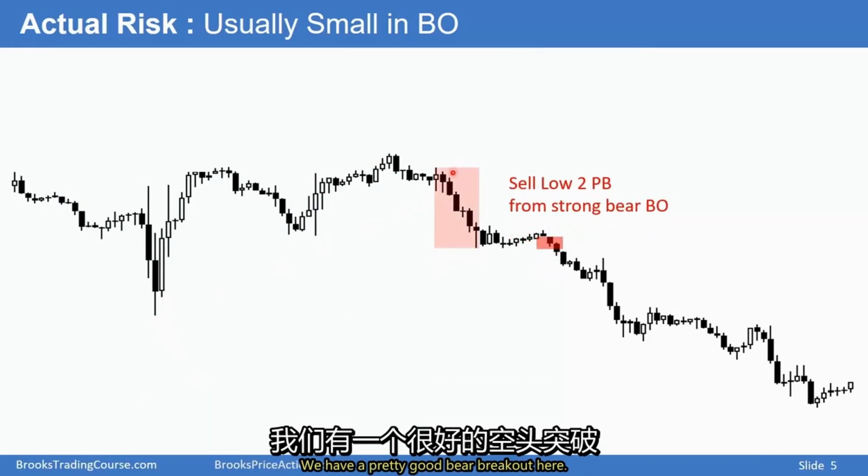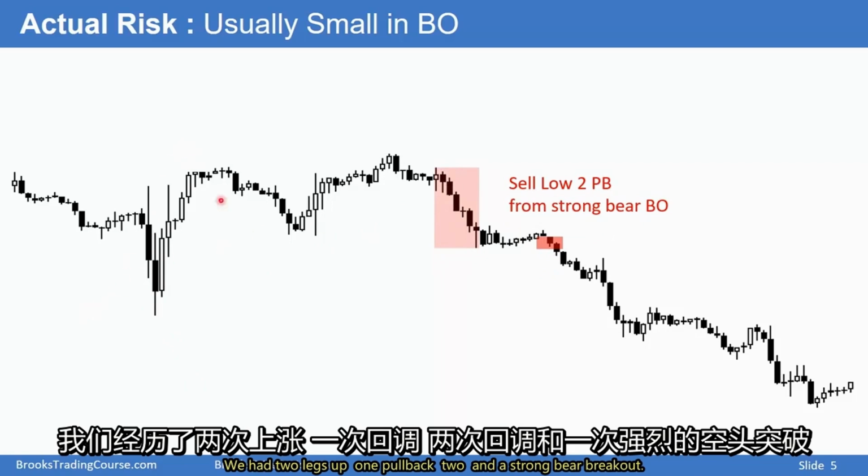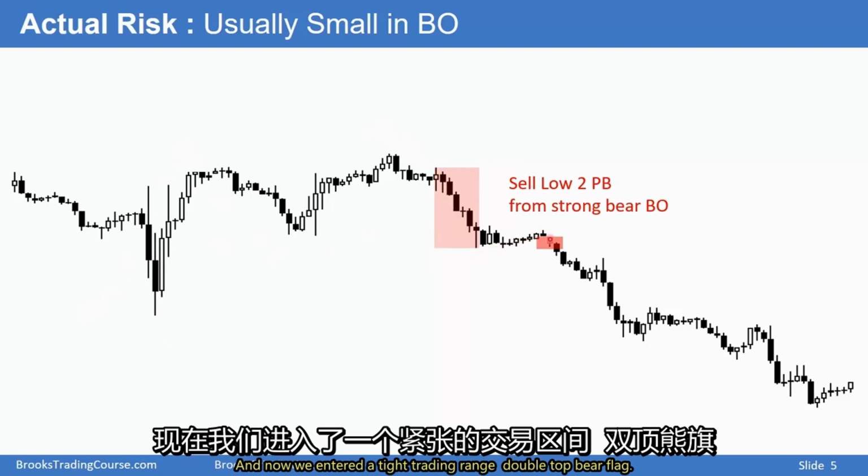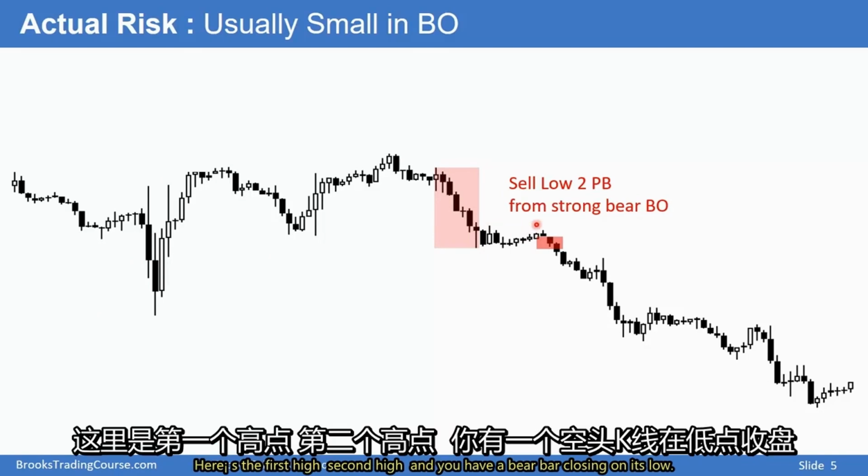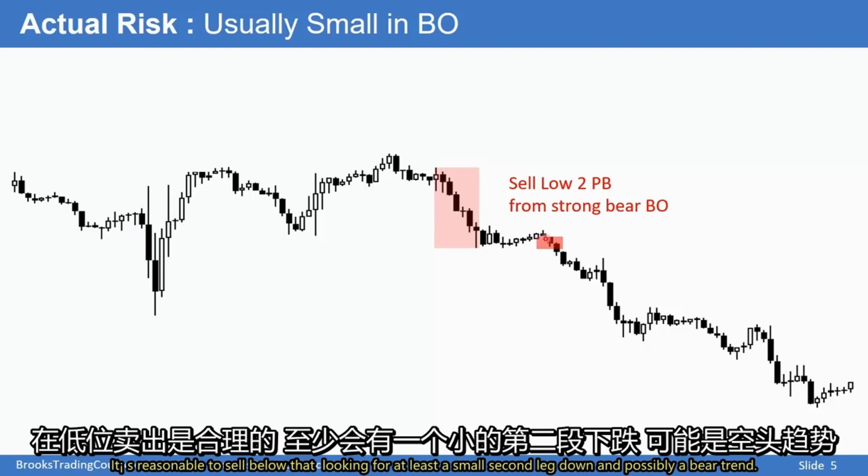We have a pretty good bear breakout here. We had two legs up, one pullback two, and a strong bear breakout. And now we entered a tight trading range, double top bear flag. Here's the first high, second high, and you have a bear bar closing on its low. It's reasonable to sell below that, looking for at least a small second leg down and possibly a bear trend.